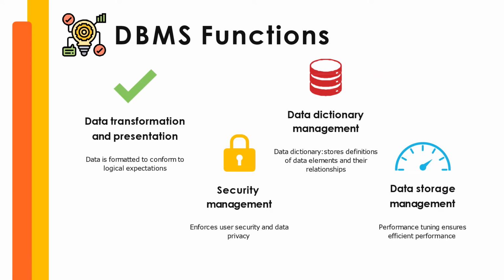Now, let us talk a little bit about the different functions of a database management system. First, they are able to transform our data and present it in a format that conforms to our logical expectations. Also, they can manage the security of our data by enforcing user security and data privacy. We also have data dictionary management, wherein a data dictionary is, you can think of it as, where we store the definitions of our data elements and their corresponding relationships.